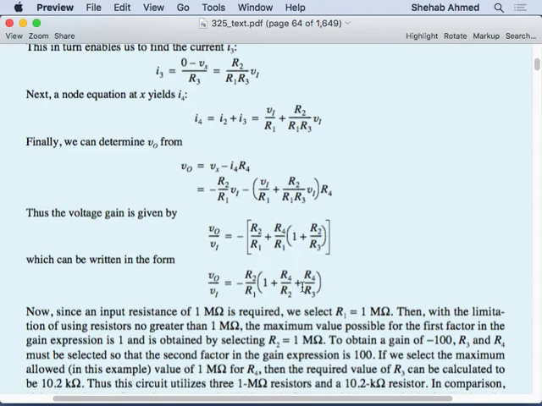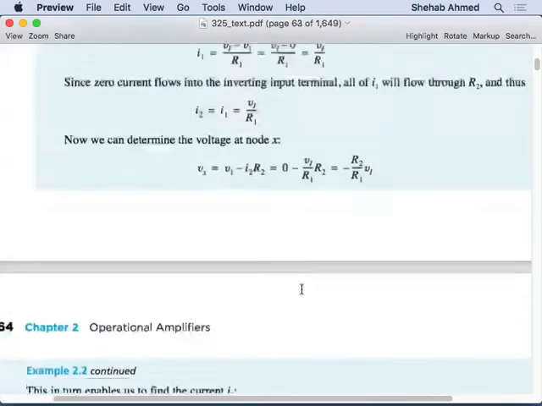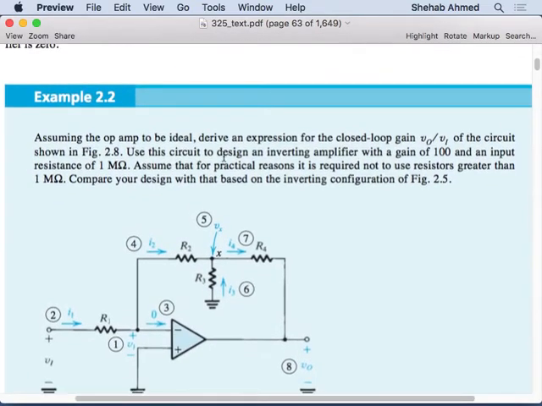Okay. So what was the requirement? The requirement was not to use a resistance more than 1 mega ohm in this circuit. That was the question here. Use the circuit to design an inverting amplifier with a gain of 100. So I want a large gain amplifier. At the same time, I want the input resistance to be 1 mega ohm, and I cannot use any resistor more than 1 mega ohm in the circuit. That's the practical value. This is what I have in my shop.